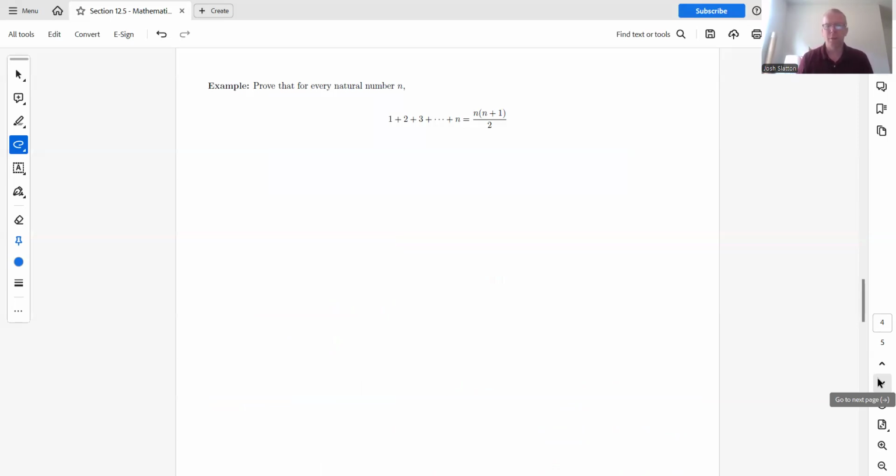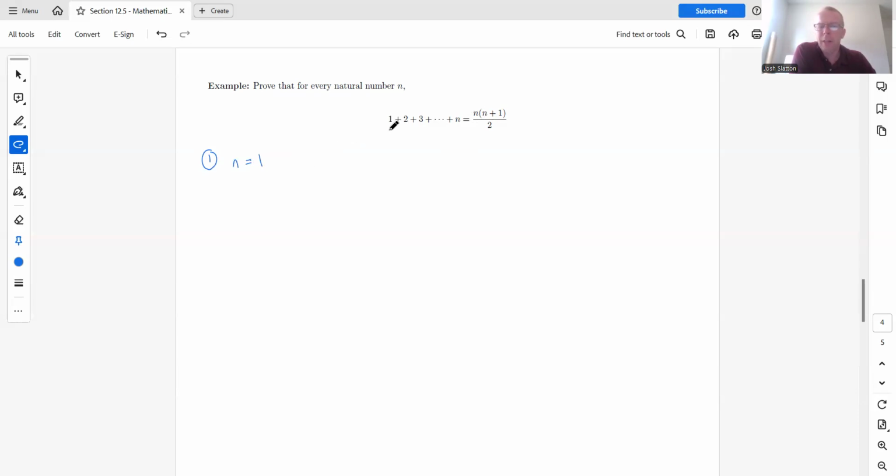This is just if you add up, so in the last video we did the first n odd numbers. Now we're just going to do the first n natural numbers. So we want to show that 1 plus 2 plus 3 plus all the way up to n equals n times n plus 1 over 2. So the first step is to show that this is true when n equals 1.